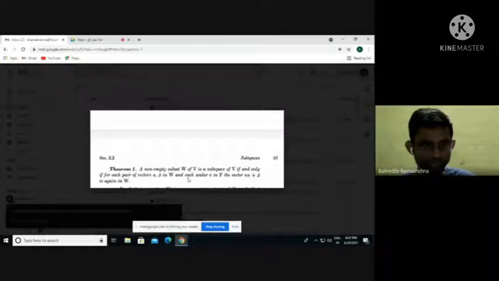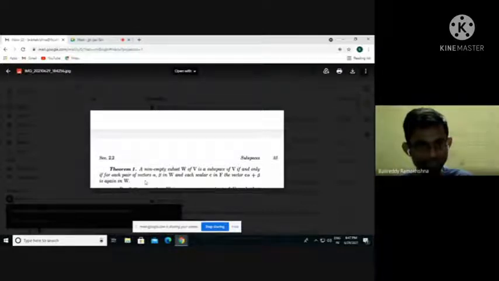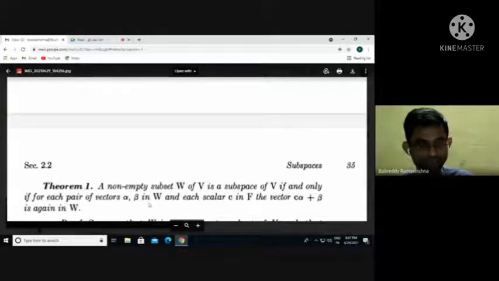Theorem is, a non-empty subset W of V is subspace of V. Means here W is a subspace of a vector space V if and only if for each pair of vectors, alpha comma beta in W and each scalar C in F, the vector C alpha plus beta is again in W. This is a necessary and sufficient condition for W to be a subspace of a vector space V. So here this condition is satisfied, then we say that W is a vector subspace of vector space V.